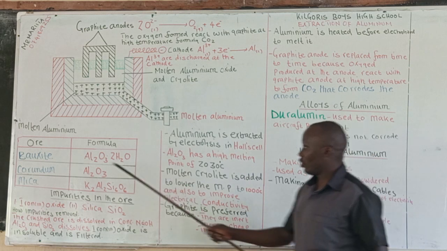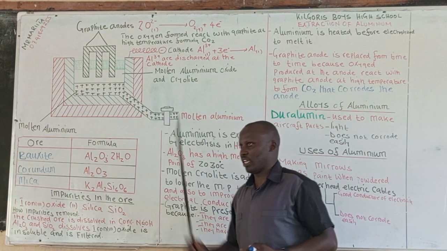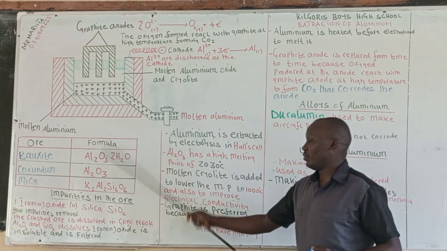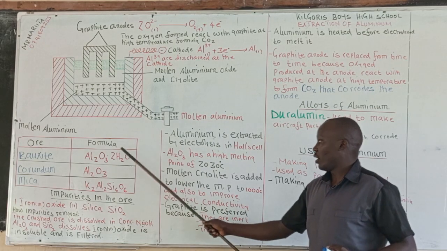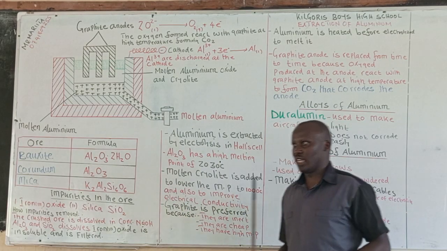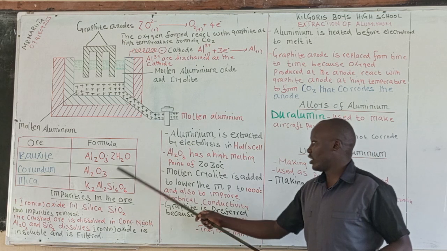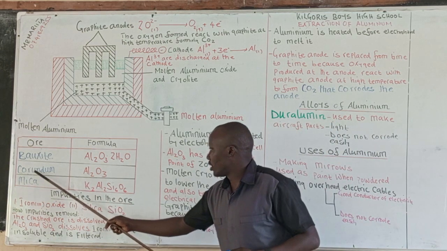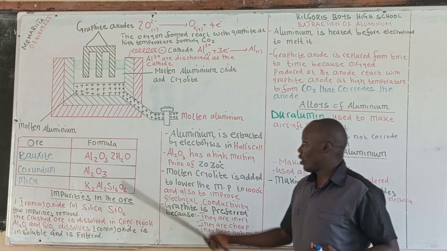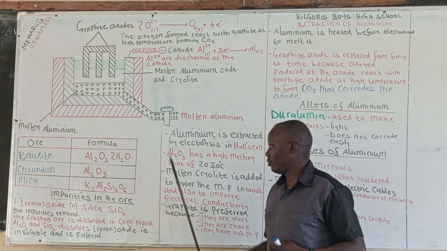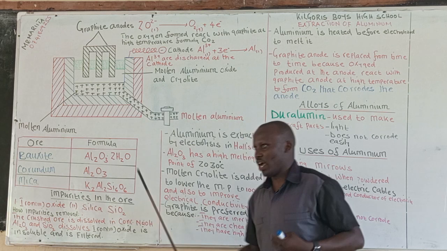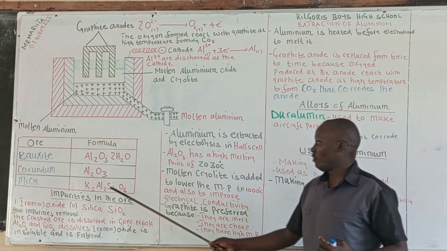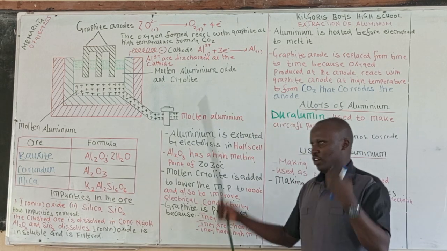The first ore we have is bauxite, which has the formula of hydrated aluminium oxide. As you can see, this one here contains some water molecules. And then we have another ore which is called corundum, which is a compound of aluminium oxide. We also have mica, a compound of potassium, aluminium, silicon, and oxygen.